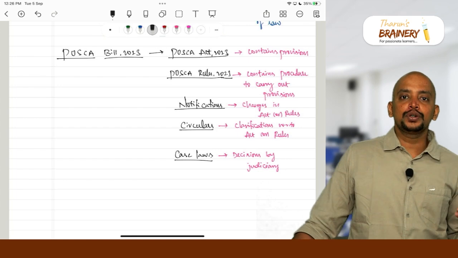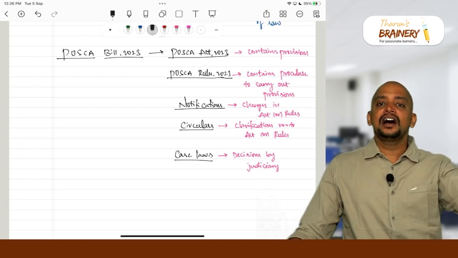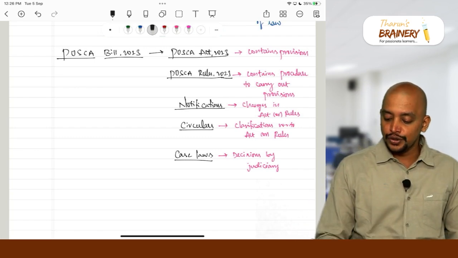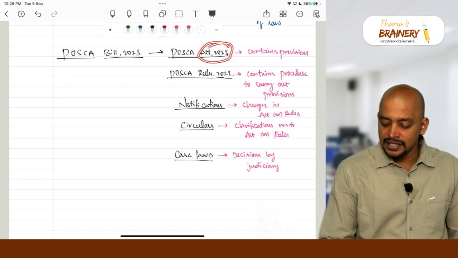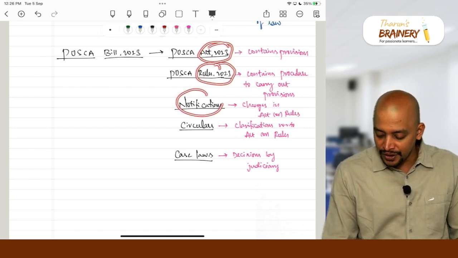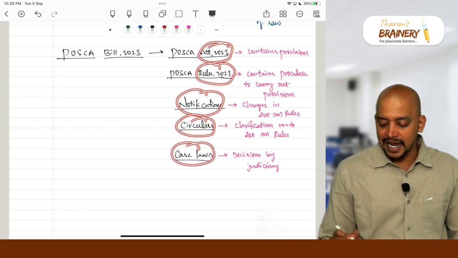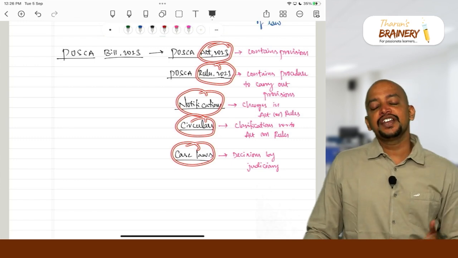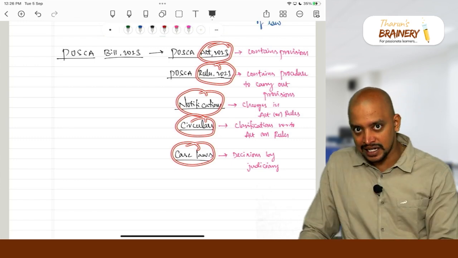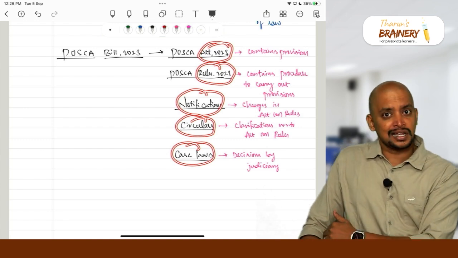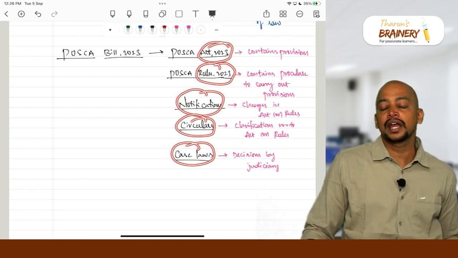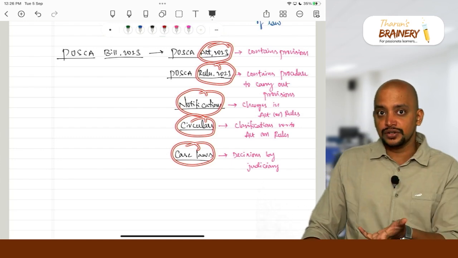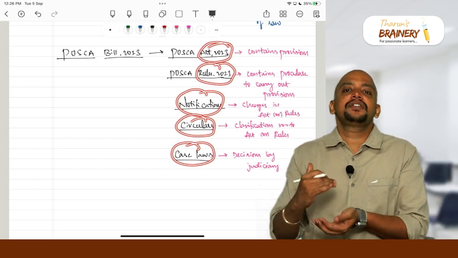If you want to understand any law in this country completely, you need to know the act, the rules, the notifications, circulars and case laws. Only then is the law complete. Even GST law, income tax law and the Companies Act have all these things. Any law in India will be complete only with this. So these are the various sources of a particular law.